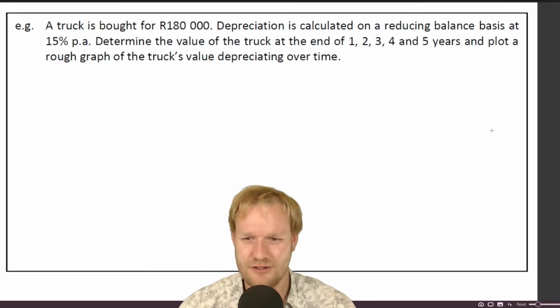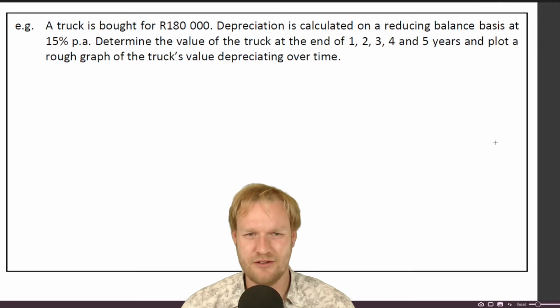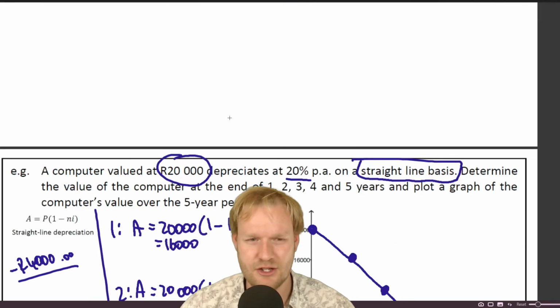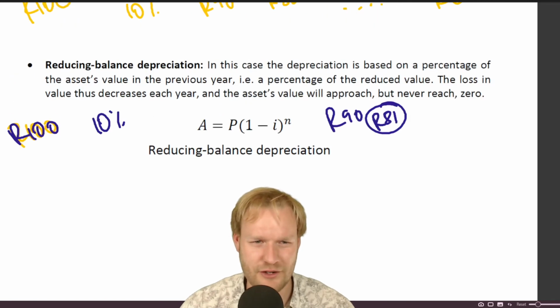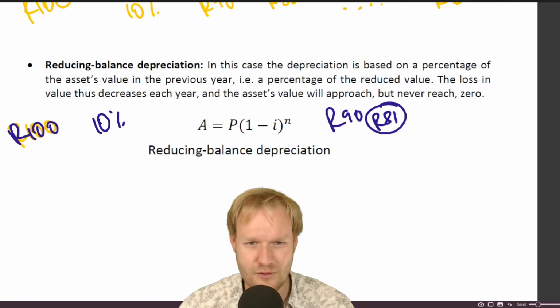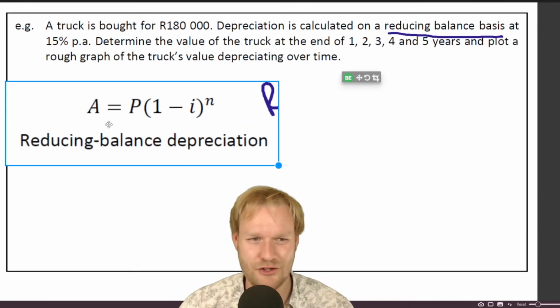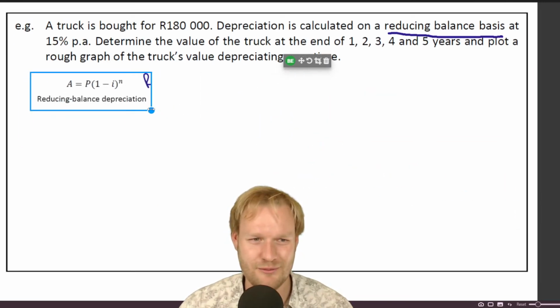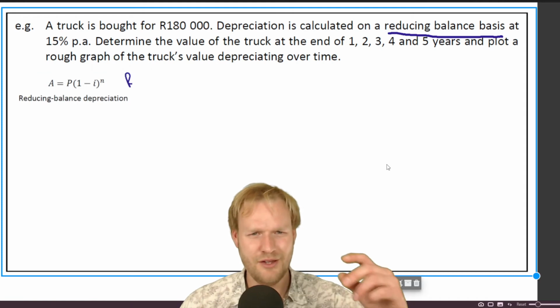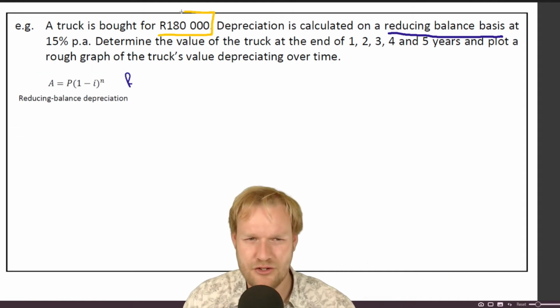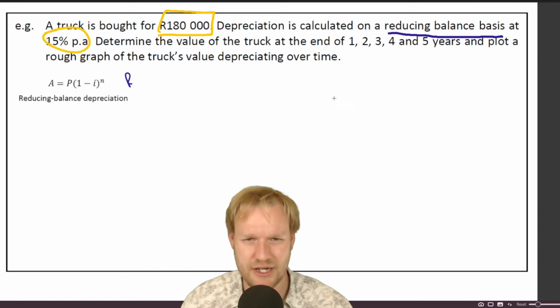Second half of this video, let's look at a truck, and this one's going to go at a reducing balance basis. So let me get that formula ready for us here. And where's our formula? Okay, there we go. So here's our formula with a little r for no reason. Now in this case, let's just think through what this means. 180,000 Rand, reducing balance at 15% per annum.